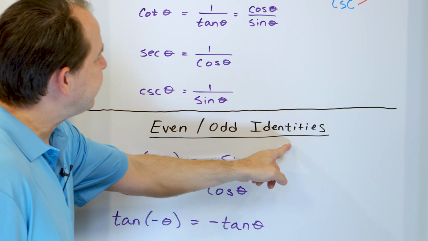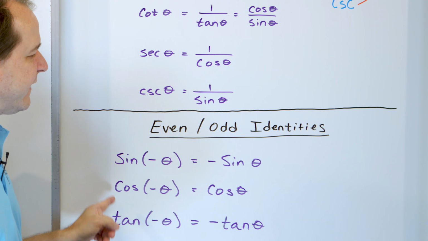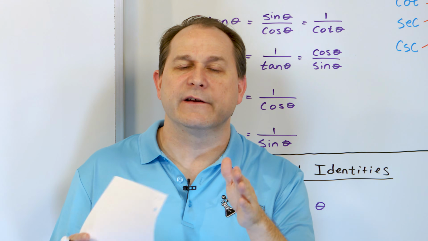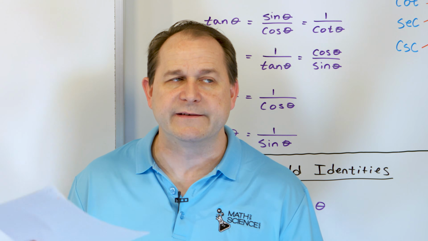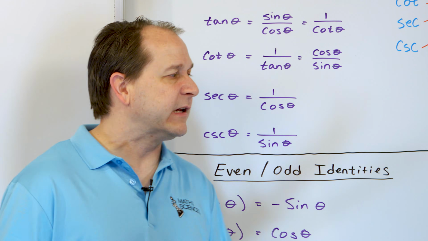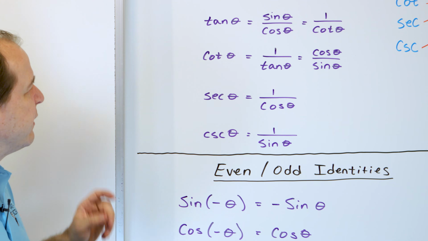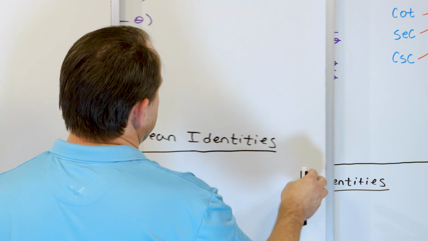The even and odd identities, we already went through them before, and this has to do with whether the sine, the cosine, and the tangent functions are even or odd. We proved them by graphing those functions, looking at the symmetry, and convincing ourselves that these identities are true. We've already gone over these identities.